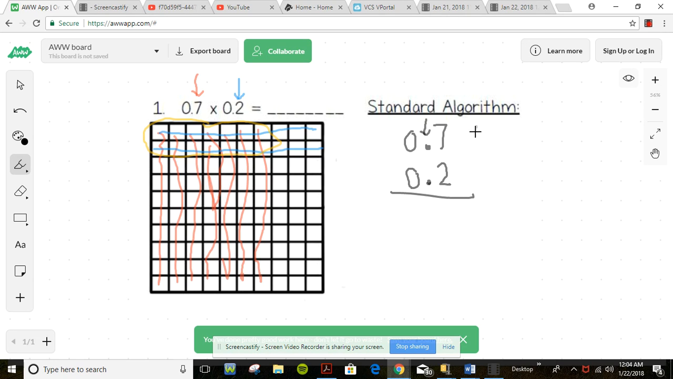This is not needed for multiplication. It is only needed that they line up for addition and subtraction. So multiplication, that is not needed at all. So we're going to go ahead and multiply, and we multiply 7 times 2, and it's 14. Carry the 1. 2 times 0 is 0, plus 1 more.